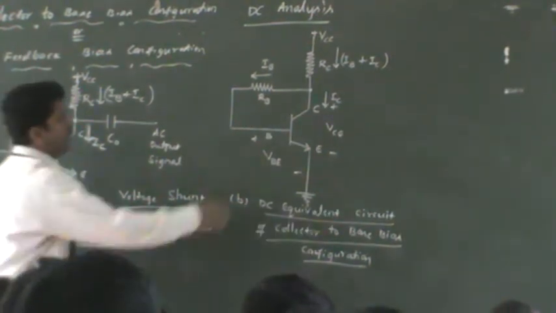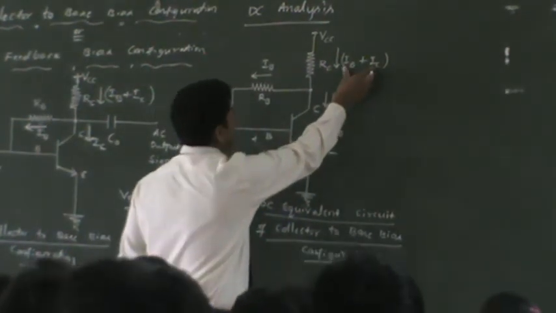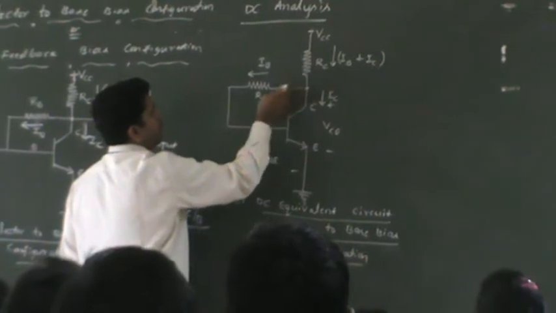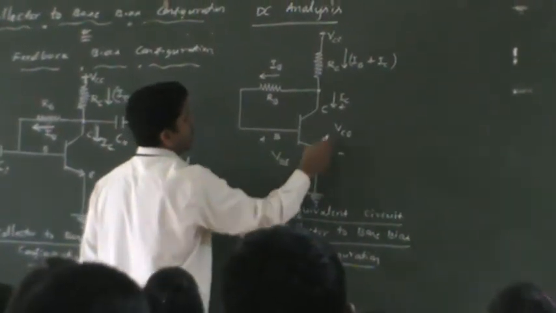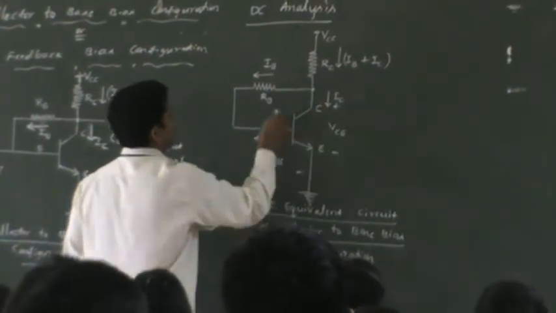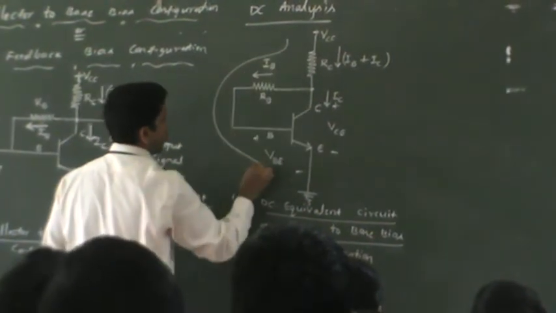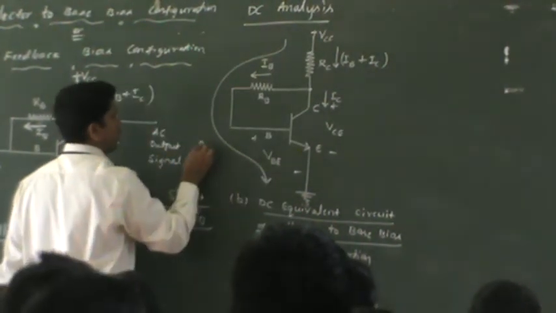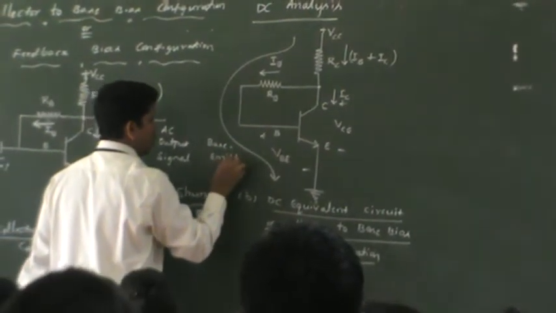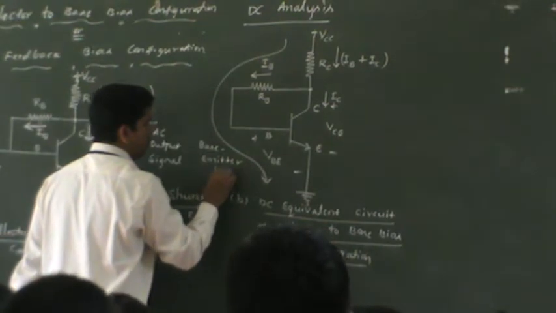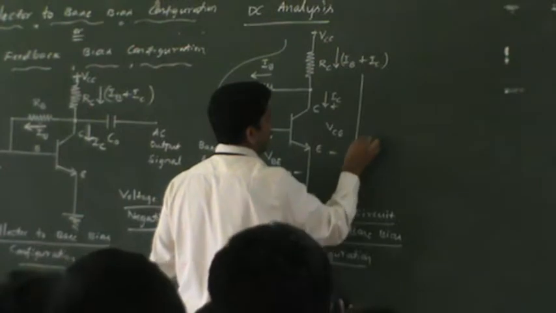Same thing that we showed you: the current flowing through RC is nothing but the sum of IB plus IC, that gets split into two branches. One is the base emitter branch, the other is the collector emitter branch. So there are two branches here, and we can apply KVL to the base emitter loop and the collector emitter loop.